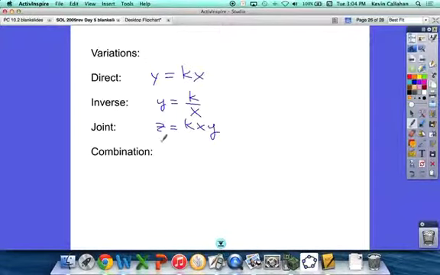Combinations could be any kind of combination of those things. You know, Z varies directly with x and inversely with the square of y, right? When I write varies, I'm writing the K right at the moment I'm saying the word. And then directly with x and inversely with the square of y. I mean, you could make up literally infinitely many combinations of these things. As long as you know what these mean right here, you should be in good shape.